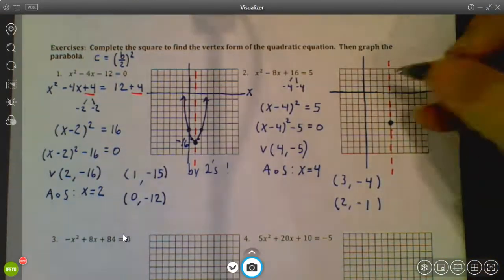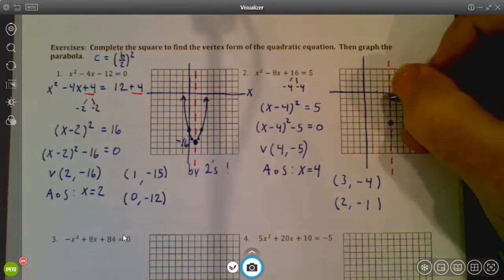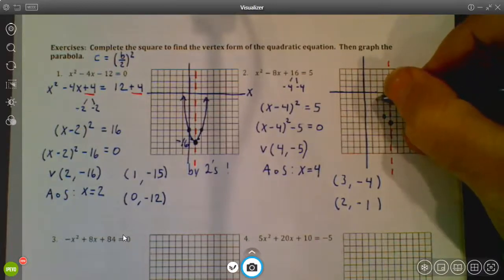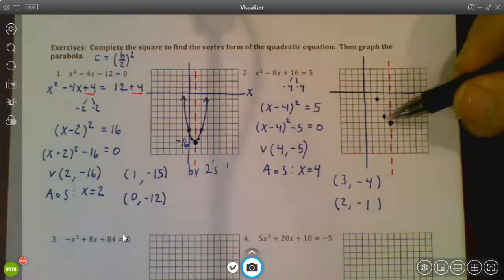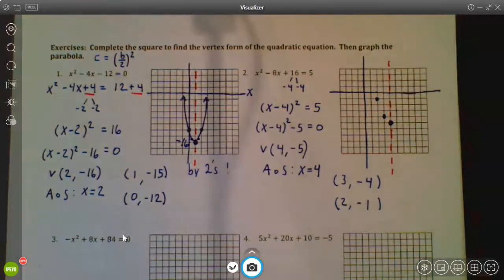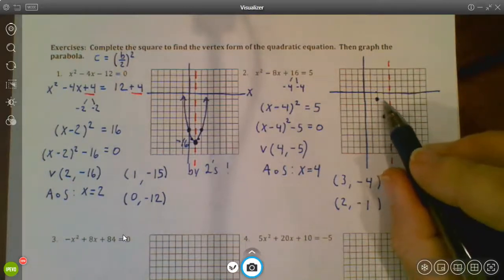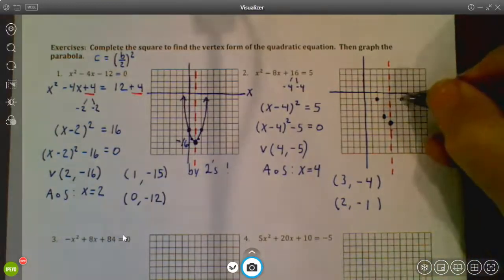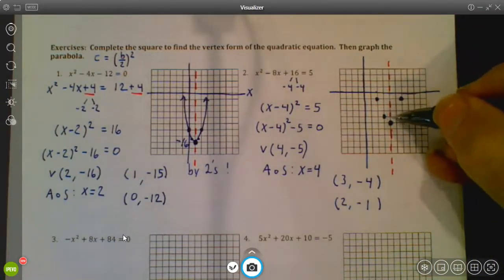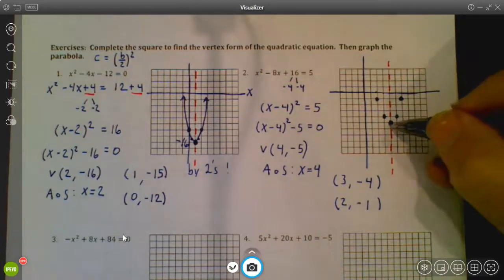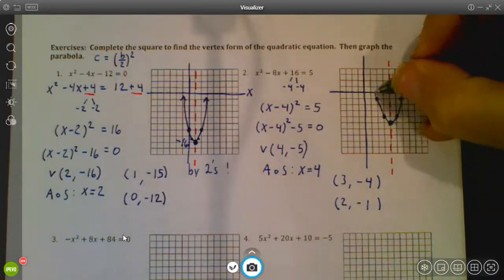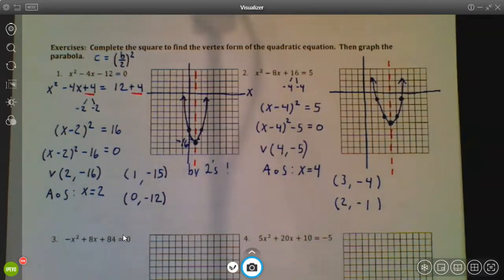So if I plot those points, 1, 2, 3, here's 3, negative 4. Here's 2, negative 1. So remember, I'm now looking at the left half of my graph. In order to get the right half, all I have to do is mirror those points onto the other side. So that guy is going to get mirrored over to right there, and that one is going to mirror across to right there. And now we have a much more accurate graph, which will look like this.